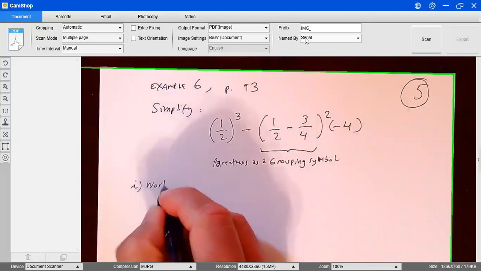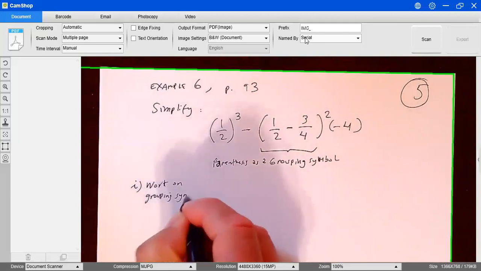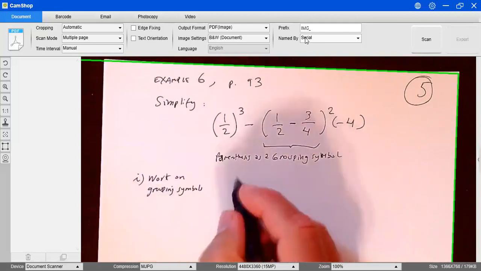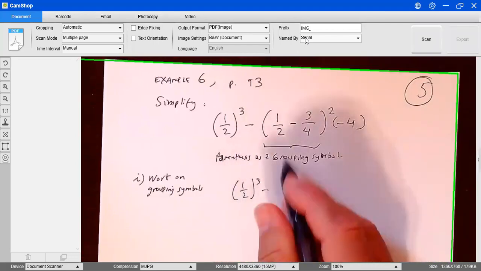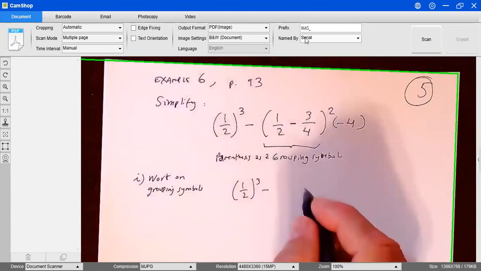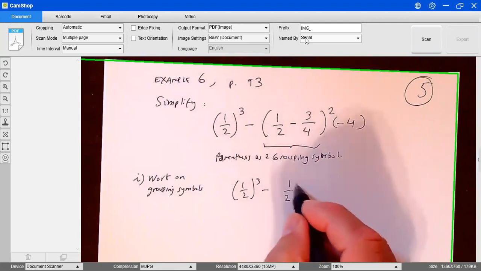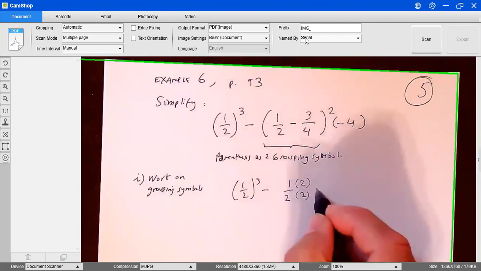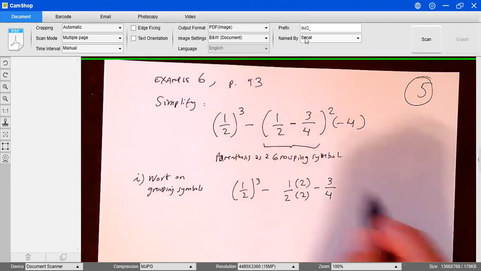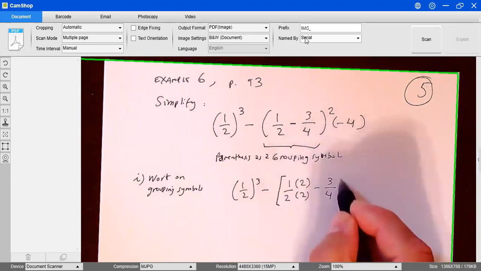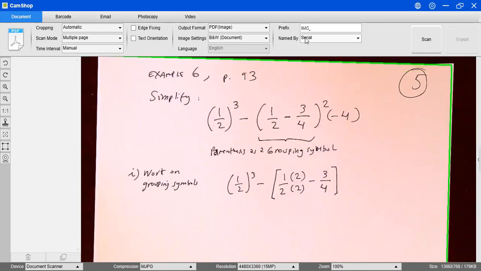So we're going to work on grouping symbols first. So we're going to leave 1/2 to the 3rd minus, and then we're going to start working with this. So we have 1/2 minus 3/4. So we need to multiply 1/2 by 2 to get the common denominator. We can use now a different grouping symbol because you can just change the grouping symbol. They are used for the same purpose.